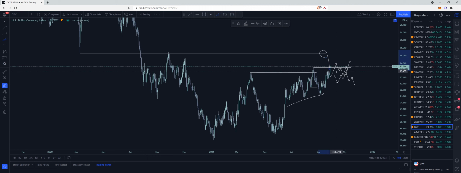But if the dollar's looking strong, Bitcoin is breaking levels of support, retesting resistance, and then distributing, there's not really much use in looking for longs.